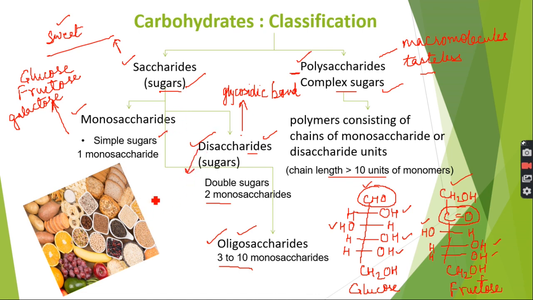The disaccharides which we are going to see in our video today: in our experiment we are going to see sucrose, which is a disaccharide. Then we have lactose, and further we have maltose. So sucrose, lactose, maltose. There is one more difference between them: sucrose is said to be a non-reducing sugar, whereas lactose and maltose are considered to be reducing sugars.